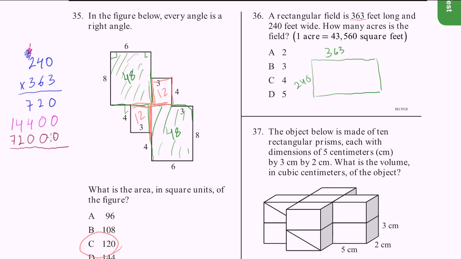And now we can just add everything up. 0, 2, 7 plus 4 is 11. Carry the 1. 1 plus 4 is 5. 5 plus 2 is 7. And then we have 1 plus 7 is 8. So the field is 87,120 square feet. Now, they want to know how many acres is the field.